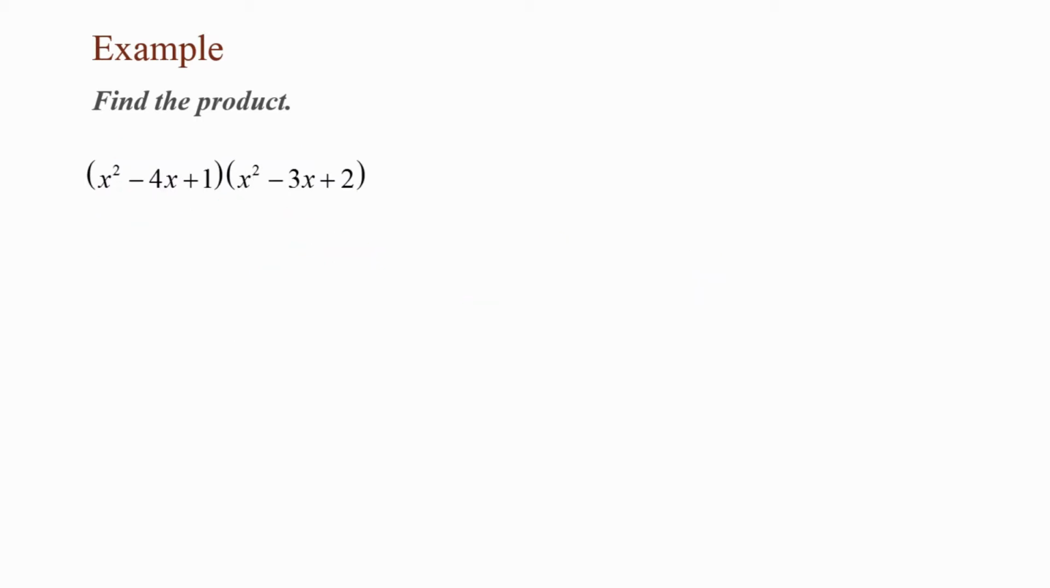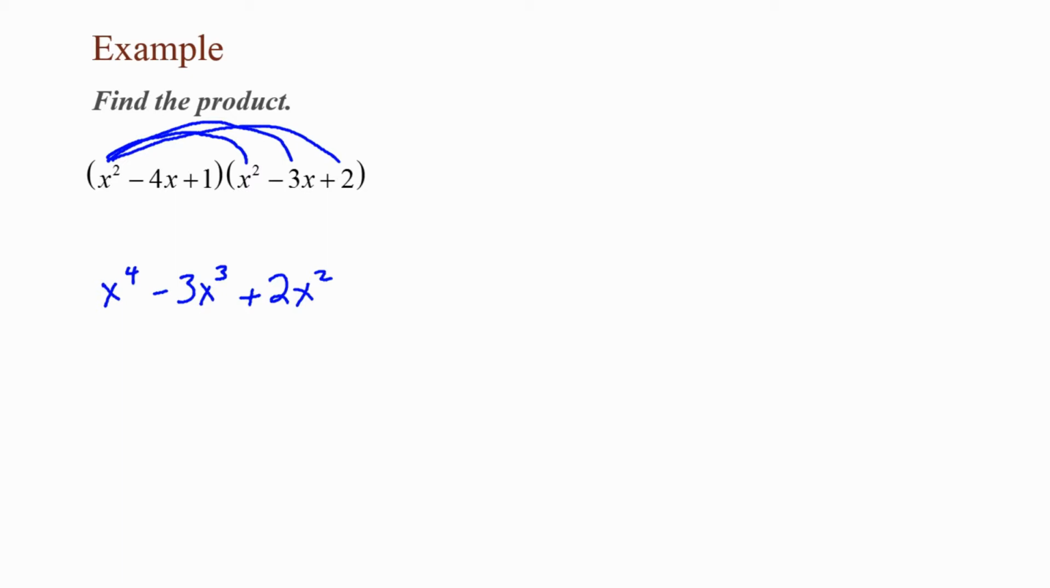In this example, find the product. We have x squared minus 4x plus 1 times x squared minus 3x plus 2. Distribute the x squared first. X squared times x squared is x to the fourth. X squared times a negative 3x is negative 3x to the third. X squared times 2 is a positive 2x squared.